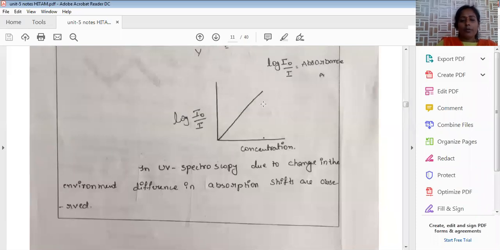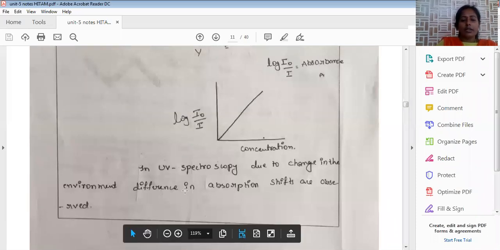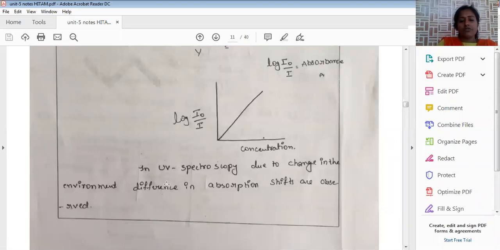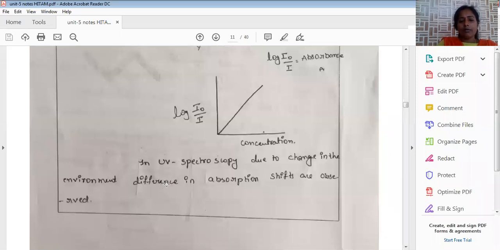In UV spectroscopy, due to change in the environment, differences in absorption shifts are observed. So when the environment of the double bonds or the environment in the compound is different, what happens? We will get signals at different regions. This is called Lambert-Beer's law.